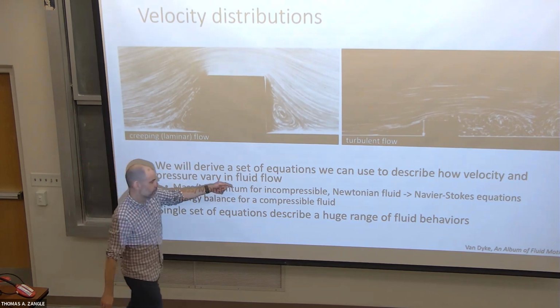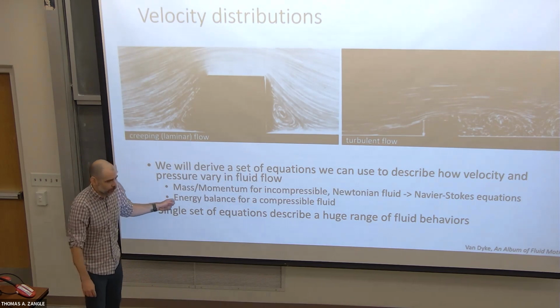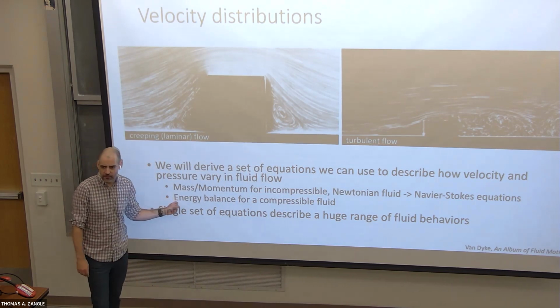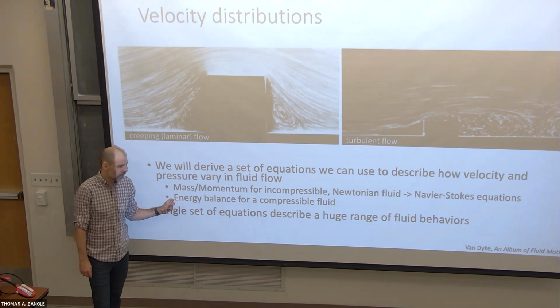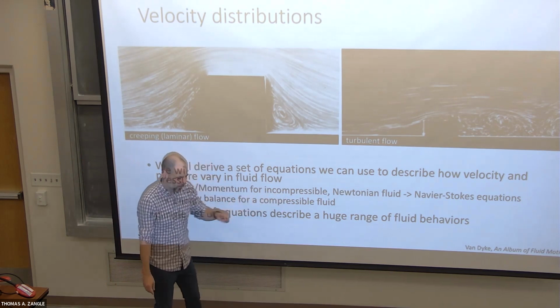So mass and momentum balances for an incompressible Newtonian fluid will give us the Navier-Stokes equations. And then we're also going to develop a differential form of the energy balance, a differential equation for energy balance that we're going to need later when we discuss compressible fluids, okay?